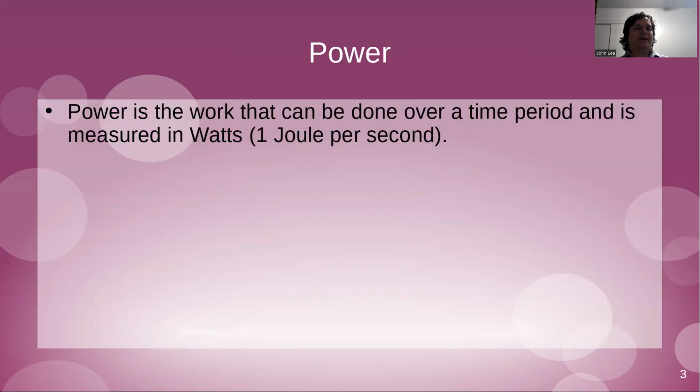So power, we're just going to go over this briefly. Power is the work that can be done over a time period and is measured in watts, which is 1 joule per second. It is a useful quantity. If you've ever wondered what the watts in your microwave or in your toaster or in your light bulbs are measuring, it's measuring the amount of work that can be done over a given time.